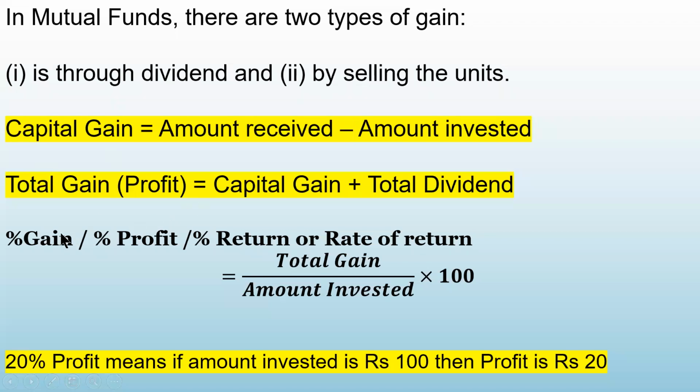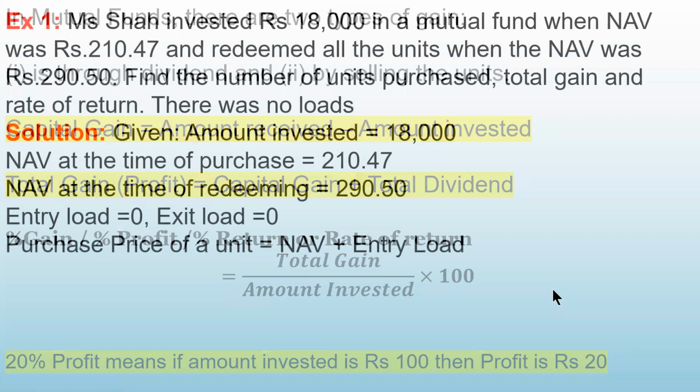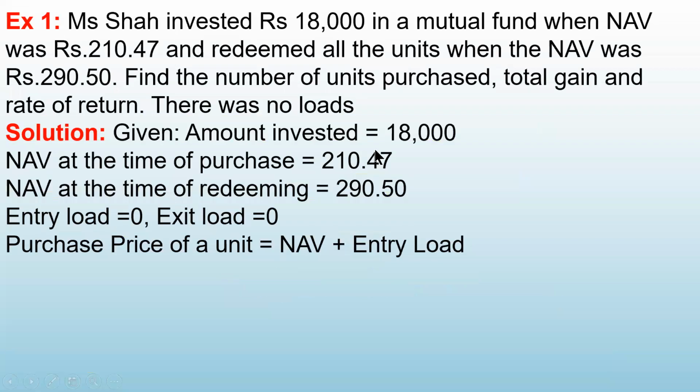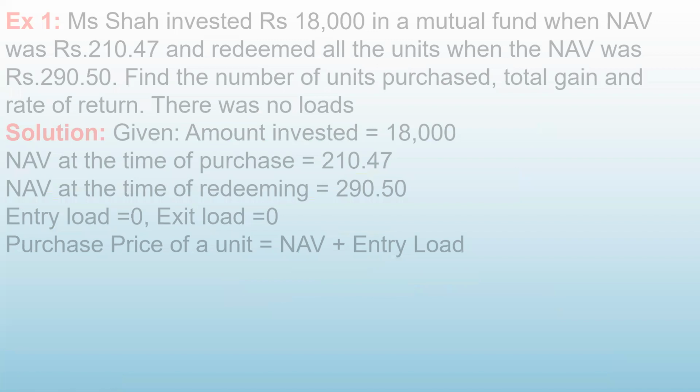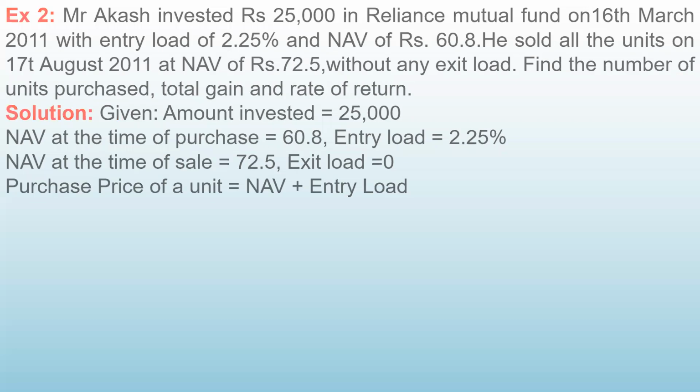Then the percentage profit is always calculated on the amount invested. So percentage profit, or percentage gain, or rate of return is given by total gain divided by amount invested into 100. These are the problems which we have solved yesterday. This problem we have already solved, and this also. These two questions we have done yesterday.